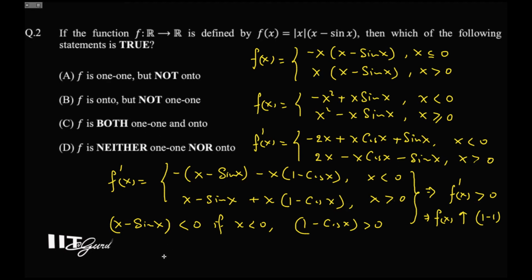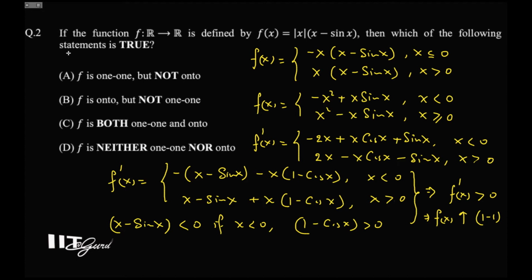Now check for onto, and for onto you have to find the range. The range should be equal to R to be onto. So let's see about the range. Better to just find the limit values as x tends to infinity and x tends to minus infinity for this function f(x).